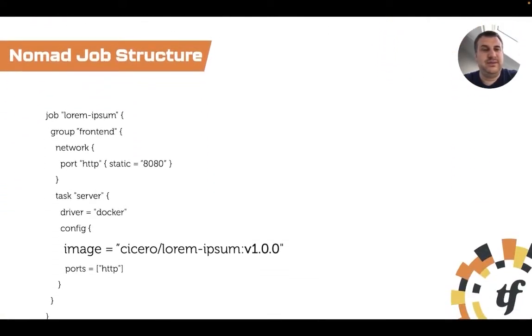What does one of those Nomad jobs look like? In this case, I'm going to show you a simple lorem ipsum example. It's going to expose a Docker container on port 8080. It's going to randomly assign a port number, which Nomad can work out, and then link it to 8080 inside the Docker image. For this Docker image, we're going to use my custom-made lorem ipsum container at version 1.00. And it's going to bind this HTTP port that we've defined before.